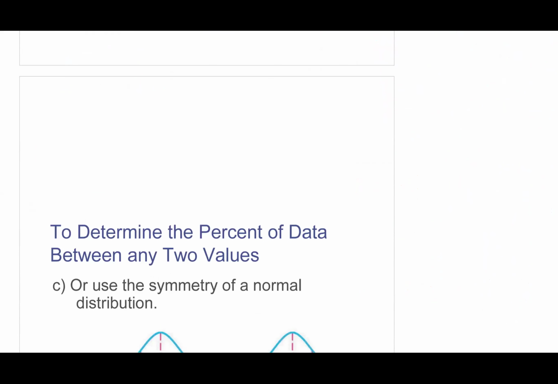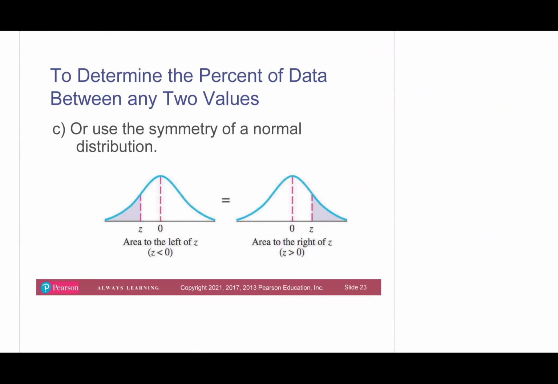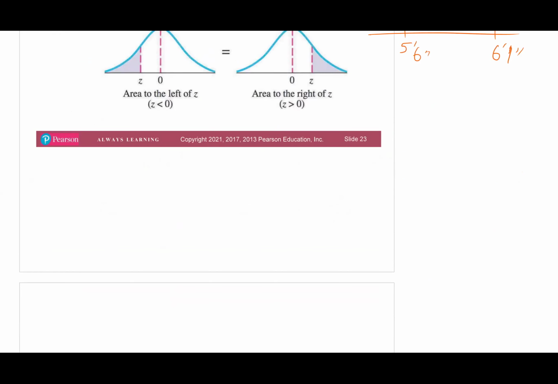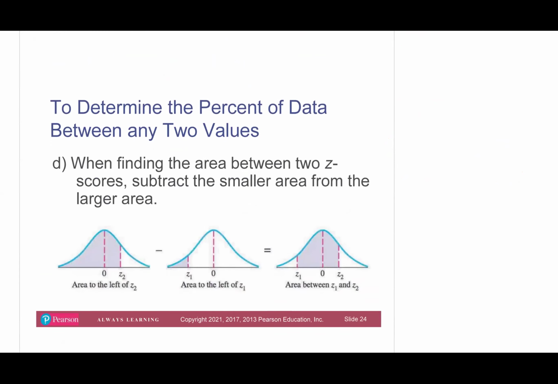So you have to use a little bit of trickiness, and then to determine the percent of data between any two data values, sorry, that's what I was getting to with the 5'6" and 6'1". If this is 5'6", here's 6'1", how would you do that? You could use the symmetry of a normal distribution. Okay, well, don't worry about that. That's not helpful. There we go.